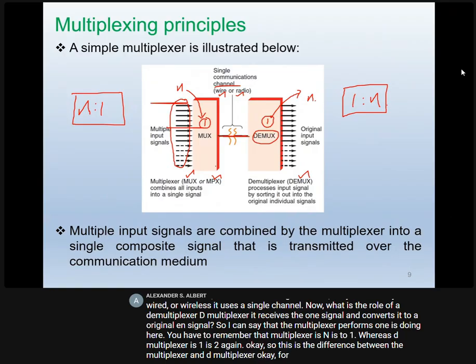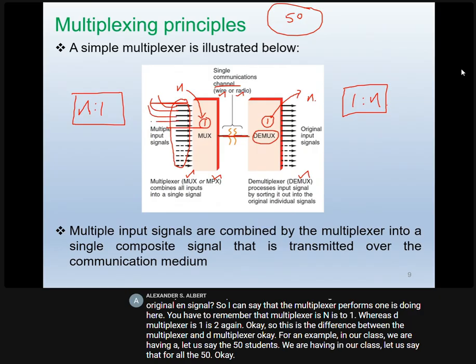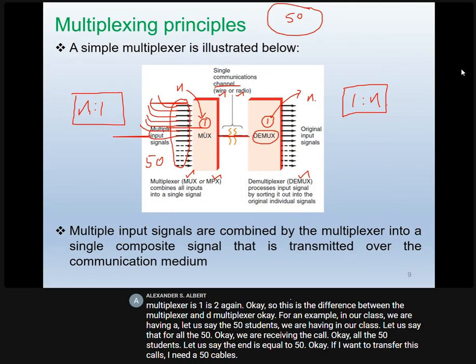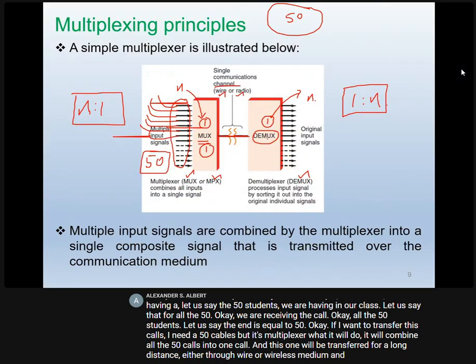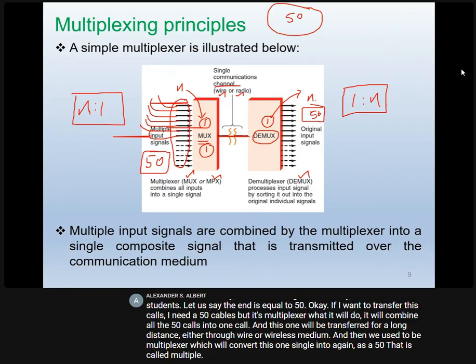For example, let us say we have 50 students in our class, and all 50 are receiving a call, so n is equal to 50. If I want to transfer these calls, I need 50 cables. But the multiplexer will combine all 50 calls into one call, and this one will be transferred over a long distance, either through a wire or wireless medium. Then we use the demultiplexer, which converts this one signal back into 50. That is called multiplexer, demultiplexer.